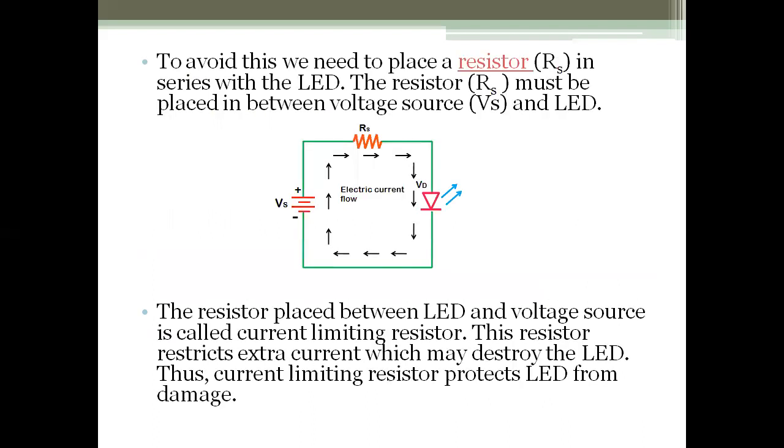Coming to the protection of the LED in a circuit, an LED should always be followed by a series resistor, which is used for opposing high voltages and protecting the LED from any voltage fluctuations. To avoid damage to the LED due to high voltages, we place a resistor in series with the LED, which is called a series resistor. This resistor restricts the extra current which may destroy the LED. Thus, this series resistor is otherwise called a current limiting resistor, as it limits high currents from passing through the LED.